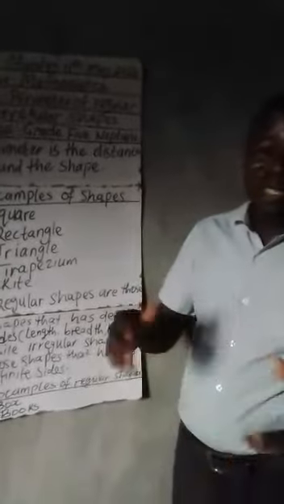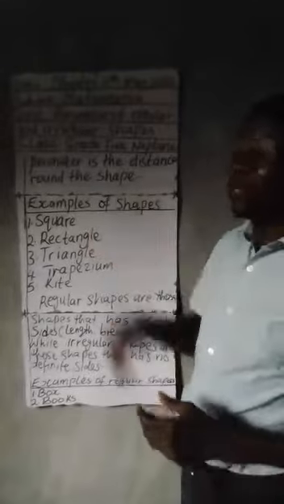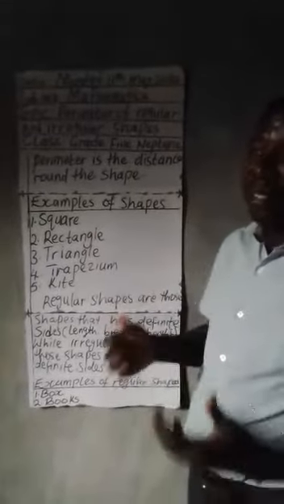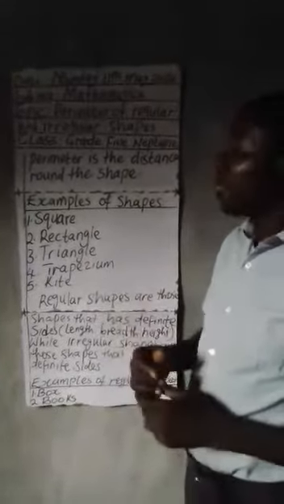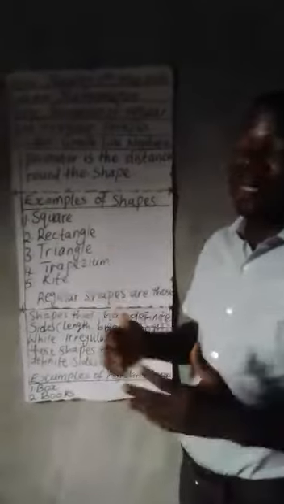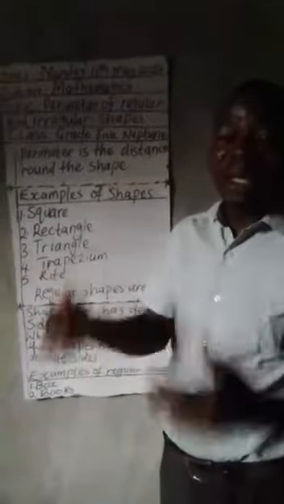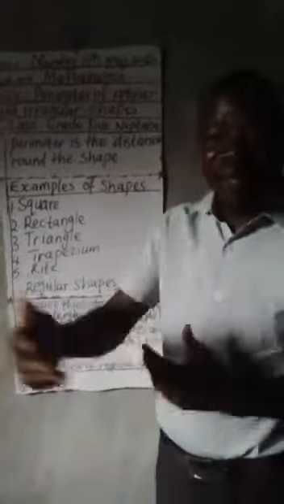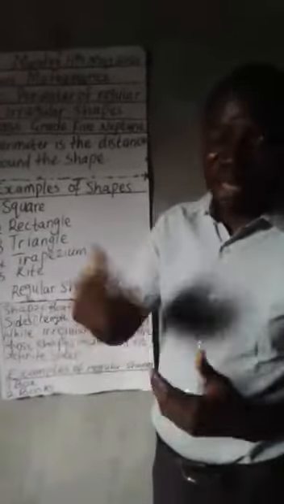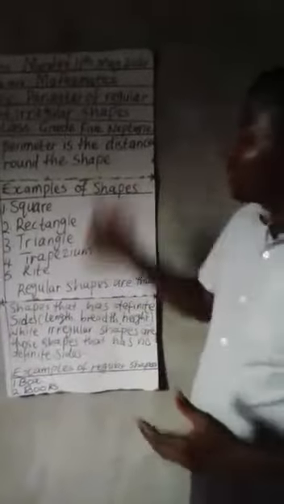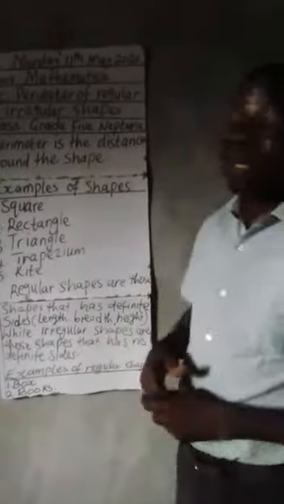Now first we'll look at the meaning of perimeter. What is perimeter? I say perimeter is the distance around the shape. Now what do you mean by distance? Distance has to do with length, breadth, height. By the time you add the total value of the length, breadth and the height, it gives you the perimeter of that object. Now what are the examples of shapes that we're talking about?